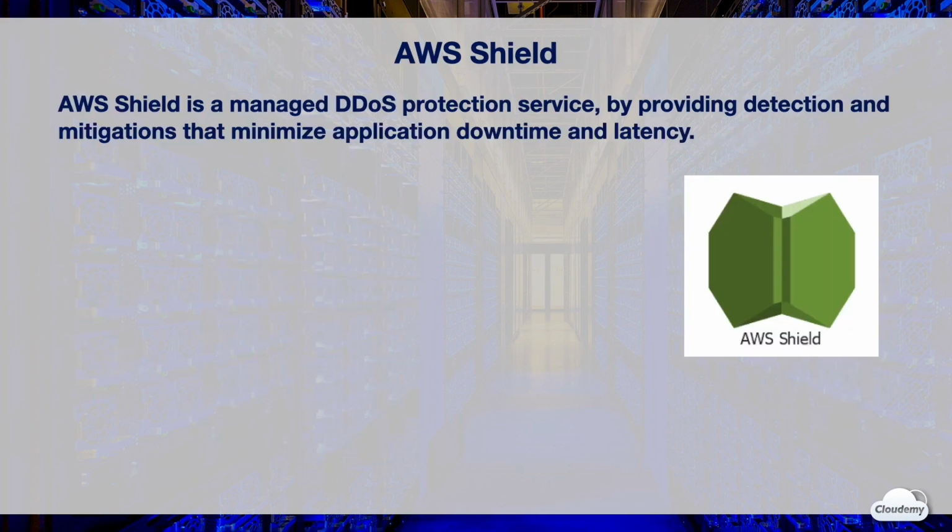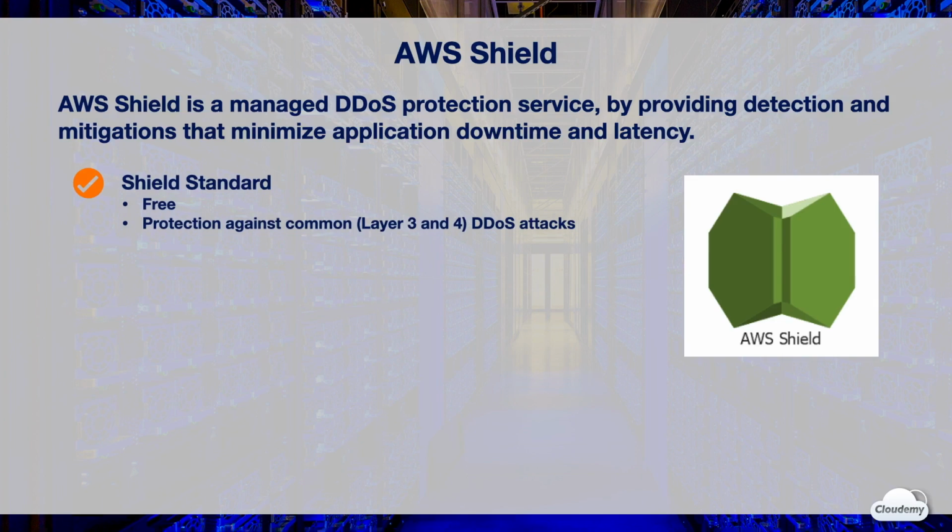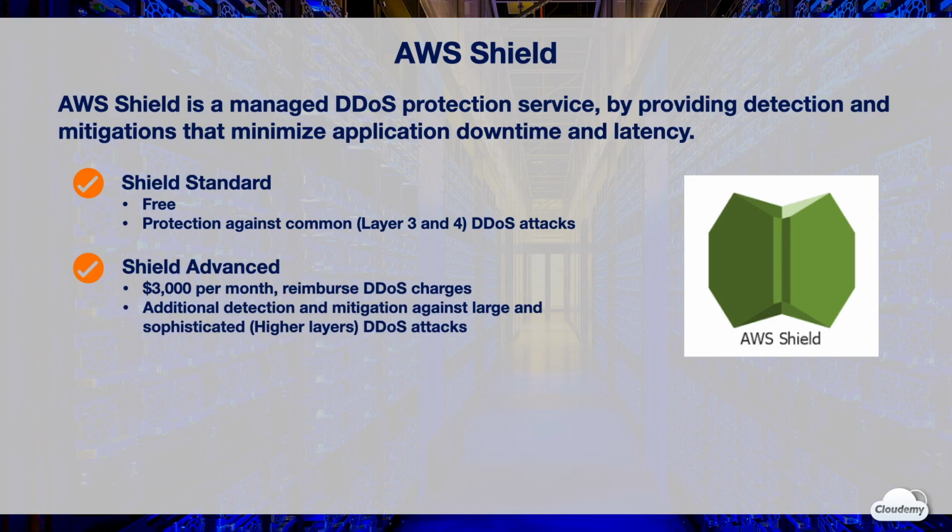AWS Shield is a managed DDoS protection service that safeguards applications running on AWS. It provides always-on detection and automatic inline mitigations that minimize application downtime and latency. All AWS customers benefit from the automatic protections of AWS Shield Standard, at no additional charge. Shield Standard defends against most common Layer 3 and Layer 4 DDoS attacks, that occur frequently on network and transport layers. For higher levels of protection against attacks, you can use AWS Shield Advanced to provide additional detection and mitigation against large and sophisticated DDoS attacks.